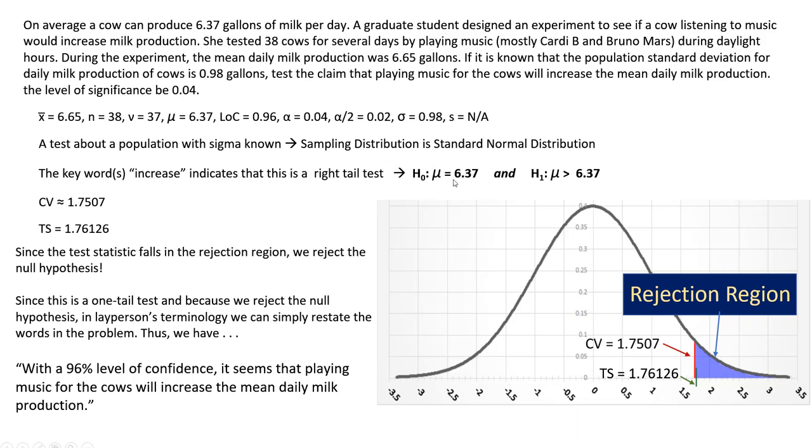That's gone. In a sense, we're sort of saying we accept mu is greater than 6.37, but we tend to keep away from that word accept. It's a one-tailed test. We reject the null hypothesis, and in layperson's terminology, we would say with a 96% level of confidence, it seems that playing music for the cows will increase the mean daily milk production.